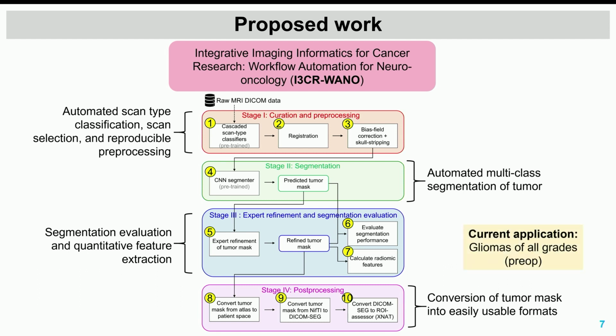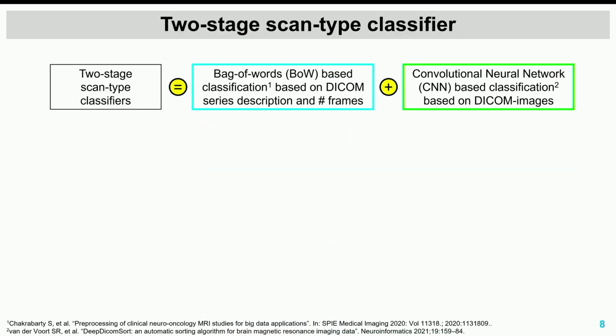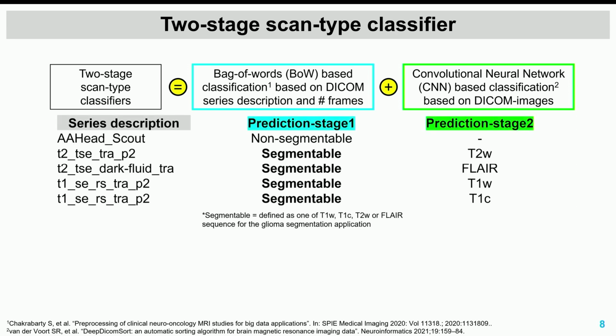The current application, or the initial application of this, was segmentation of pre-op gliomas. And we are extending it right now for other applications as well. So the first step of this framework actually does a scan type classification. Let's say we start with multiple scans which have these varying series descriptions, and we first have a bag of words based classifier which simply looks at the DICOM series description and the number of frames and classifies each scan as non-segmentable and segmentable.